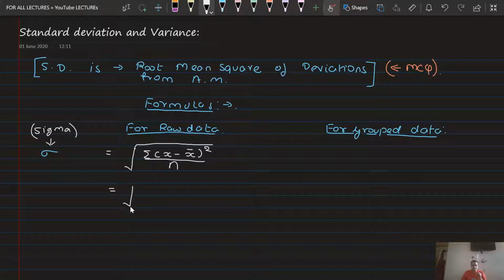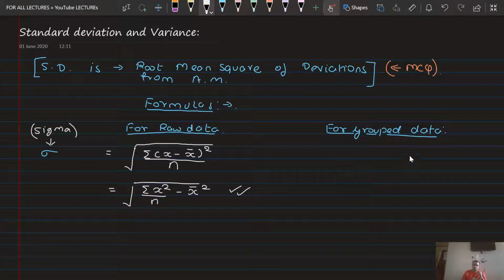Otherwise, the second formula is there, which is also a very important one: summation x square upon n minus x bar square. In most of the cases, we will be using the second formula. The first formula is also used, but very rarely. The second formula is used very frequently.